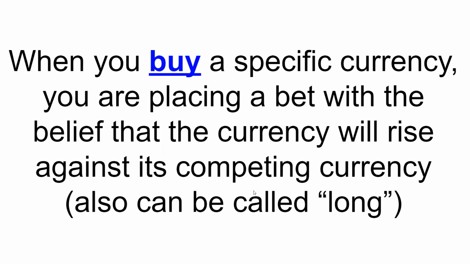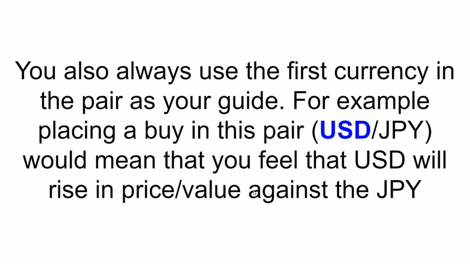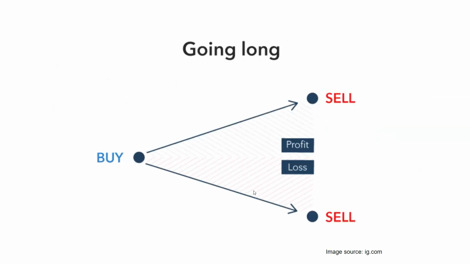Now, when you buy a specific currency, you are placing a bet with the belief that the currency will rise against its competing currency. This can also be called a long. You also always use the first currency in the pair as your guide. For example, placing a buy in this pair, USD versus JPY, would mean that you feel the USD will rise in price or value against the JPY. So here is an image of exactly what going long is. You see you have a buy over here on this side, and if the price goes up, you make a profit. If the price goes down, you actually have a loss.